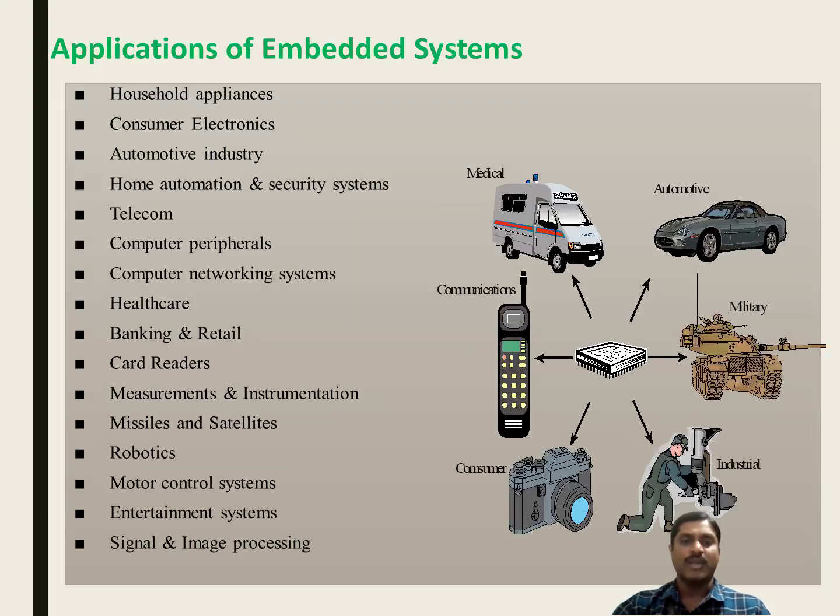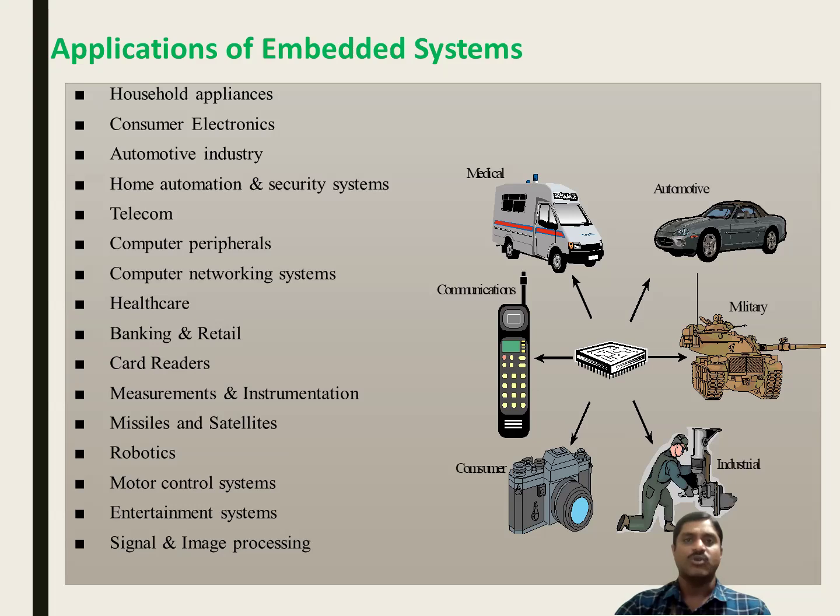So next we'll see the applications of embedded systems. Here, these embedded systems can be used in so many applications, like household appliances, consumer electronics, automotive industries, home automation and security systems, telecom, computer peripherals, computer networking systems, healthcare monitoring systems, banking and retail, card readers, measurements and instrumentation, missiles and satellites. It can be used in robotics, motor control systems, entertainment systems, and also in signal and image processing.